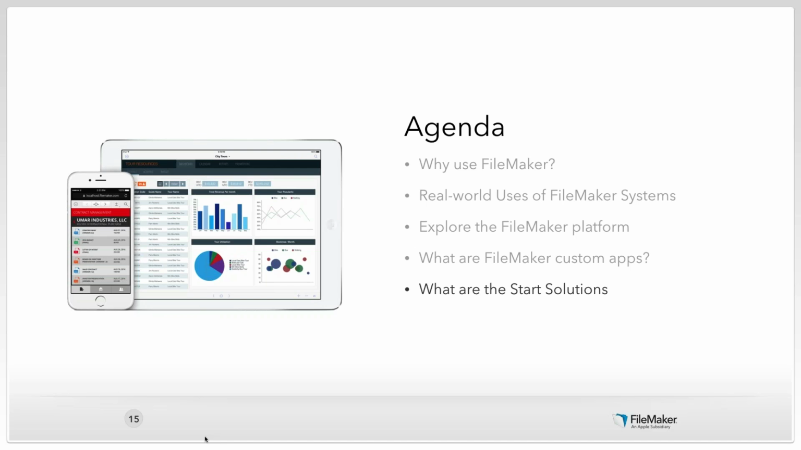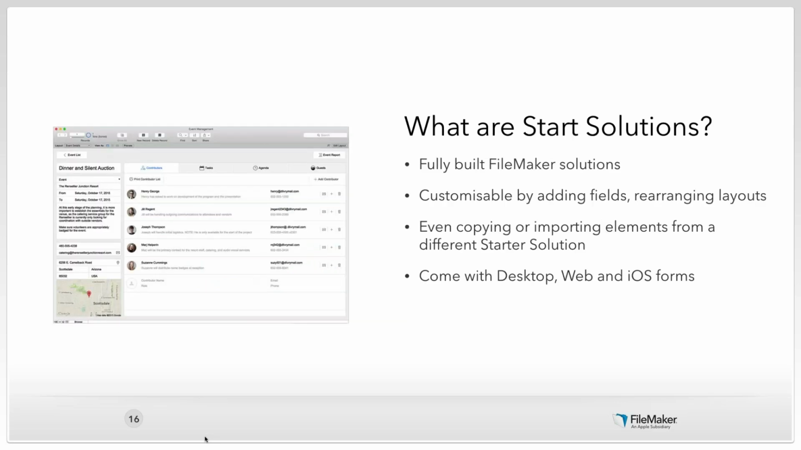So let's see how you could get started, how you could look at developing your own file. Well, one of the best places to start off with is a starter solution. So let's have a look at what they are. So they are fully built FileMaker solutions. They're shipped with the product. They're in the product as you install it. So they're there for you to quickly grab, and I'll show you how to do that. But they are completely open. You open them with full admin rights, your admin no password, and you can start customizing straight away.